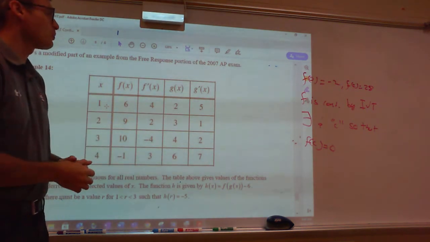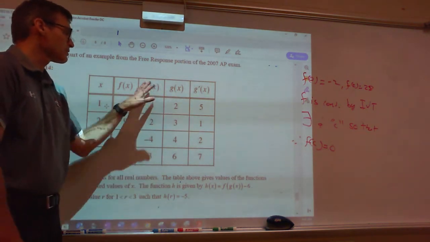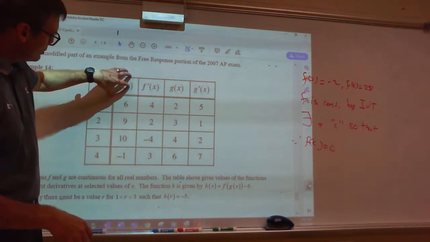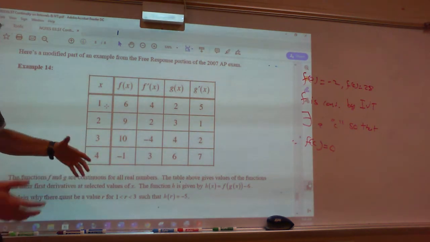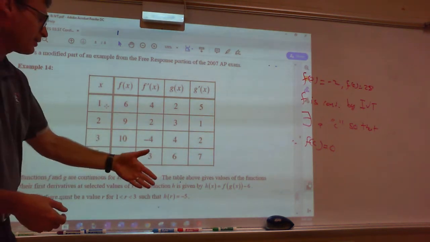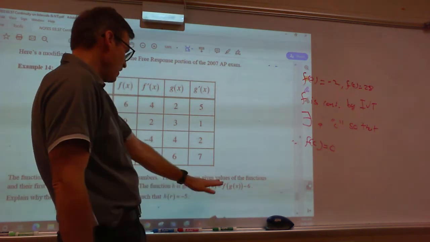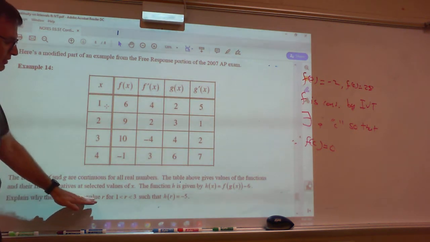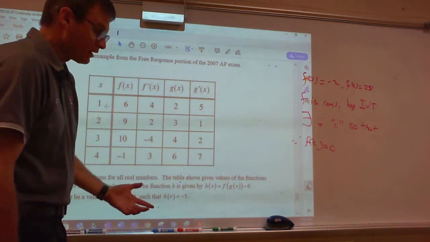Typically one of the free response questions has a chart of values. So here's a chart of values. Don't worry about this little apostrophe thing. We're going to talk about that later. What I do care about is these are values of f, these are values of g. And you're told that f and g are continuous, so everything's connected. The table above gives values, and function h is given by this ugly thing. Explain why there must be a value r between 1 and 3, such that h of r is equal to negative 5.